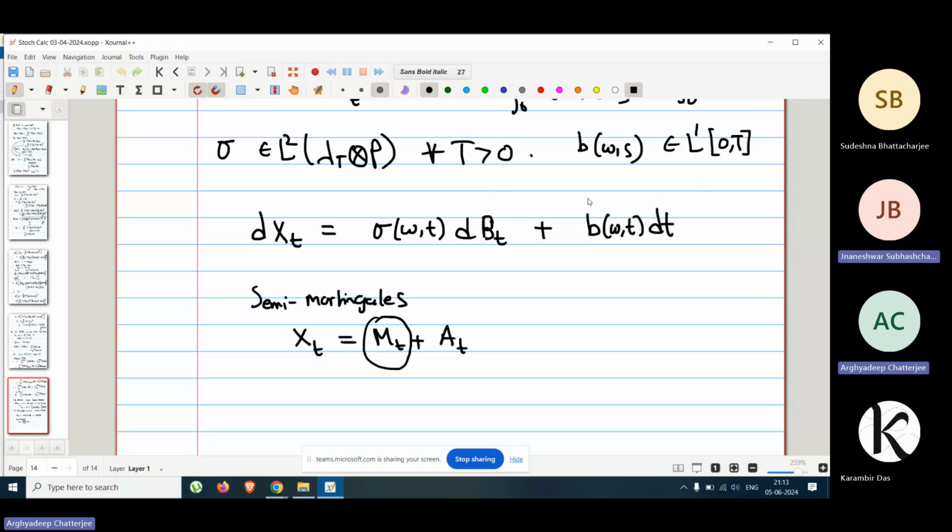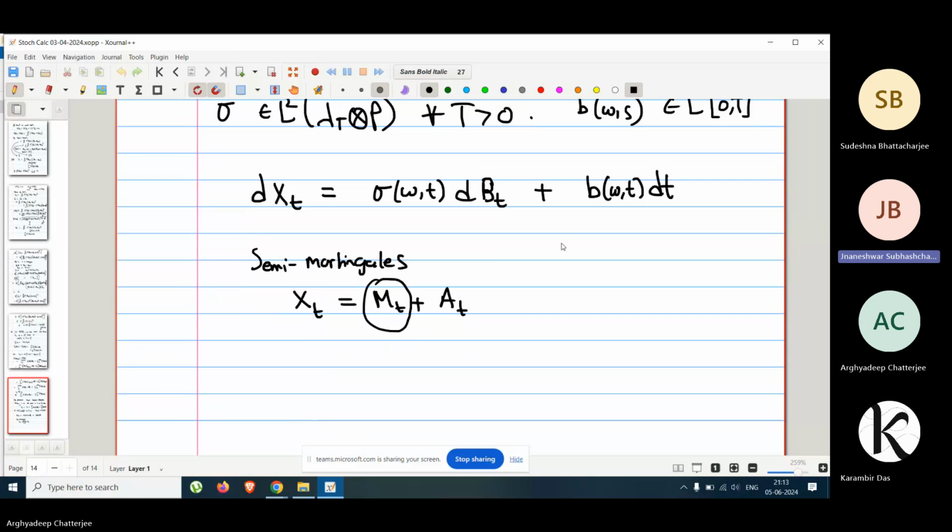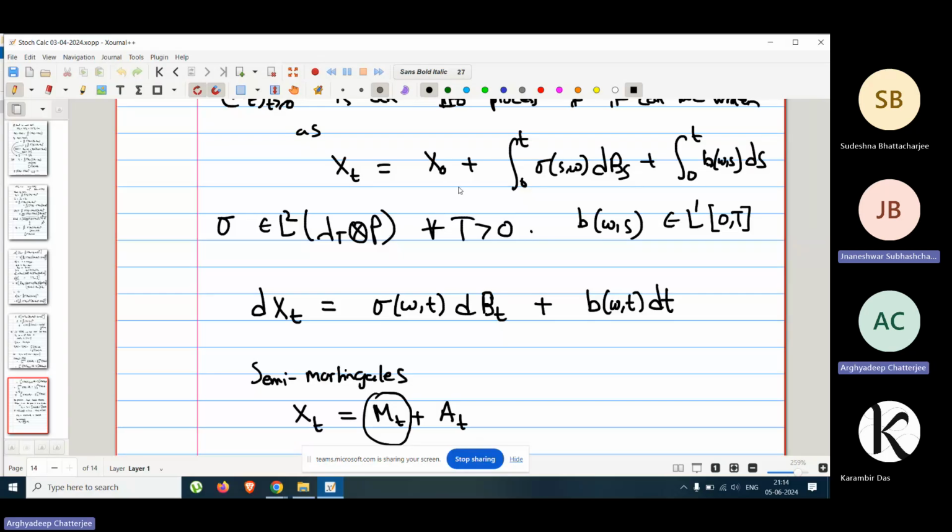I mean, this is the stochastic differential equation form that you have written, right? So basically, you are saying X_t satisfies the differential equation, or in other words, X_t equals the integral of sigma(s, omega) dB_s. What was this omega? I seem to have forgotten. Omega is the probability space; we are in a fixed probability space.